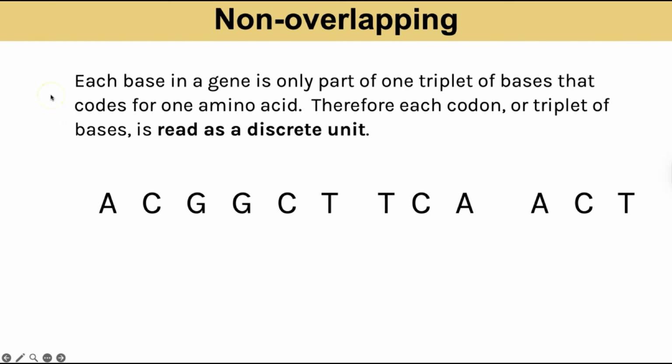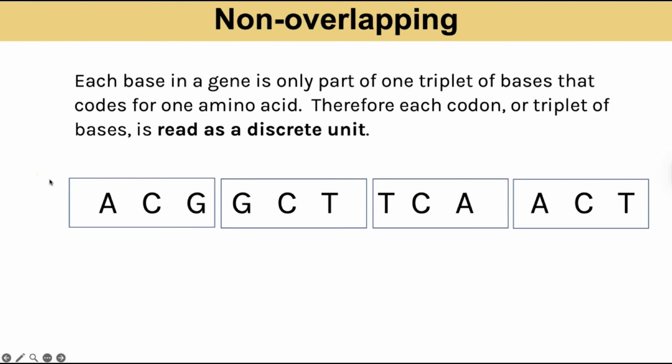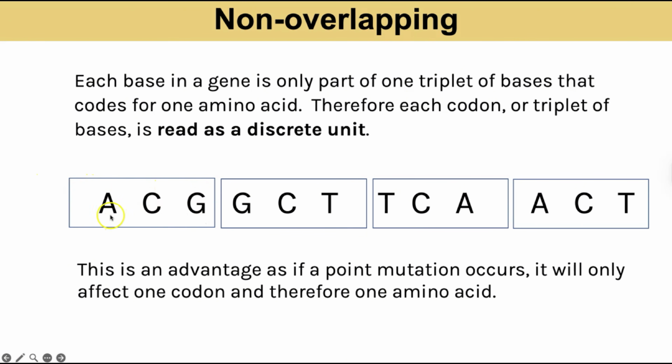Non-overlapping means that each base in a gene is only part of one triplet of bases that codes for one amino acid. So therefore, each codon or triplet of bases is read as a discrete unit. So we can see here it's read as a discrete unit of 3, this is a discrete unit of 3, and so on. And that again is an advantage in case there is a gene mutation, because if one base does get substituted and it does code for another amino acid, at least it's only affecting one triplet, whereas if it was an overlapping code, that one mutation would affect 3 amino acids.